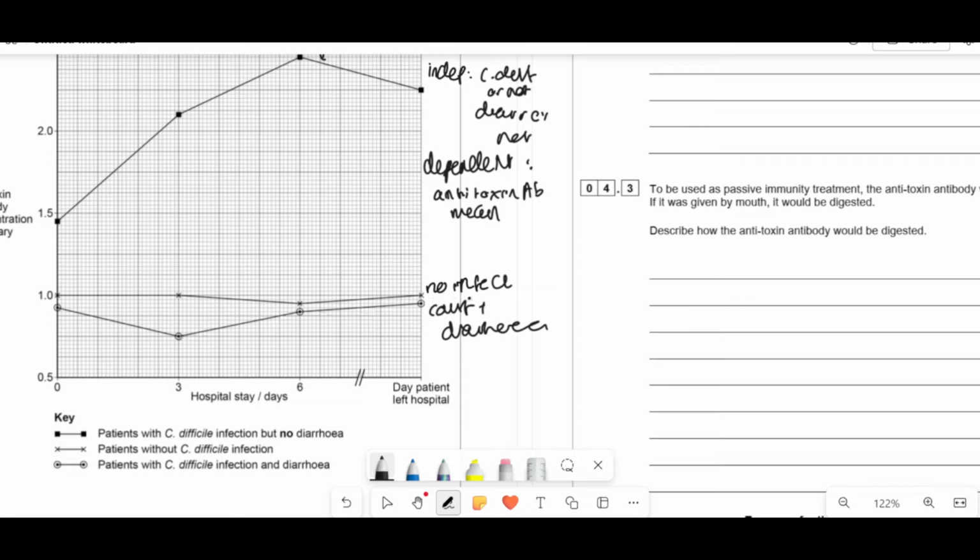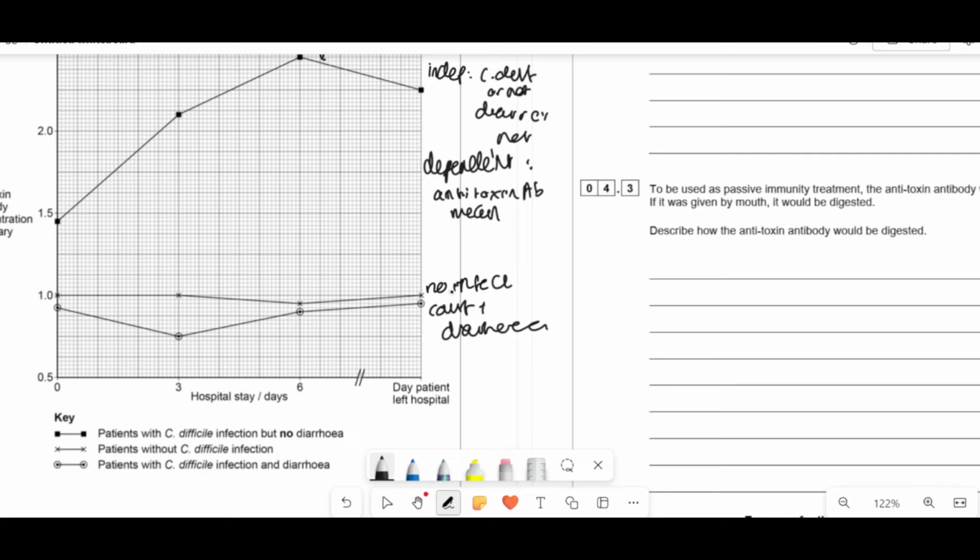So if we compare them, between each of these, one variable has changed. So here, they have C. diff and they have diarrhea. These are C. diff and no diarrhea. So the only difference between these is they have way more antibodies than these, and these had no diarrhea, these did. So there must be some link, if they've done this experiment right, with antibody concentrations and diarrhea.